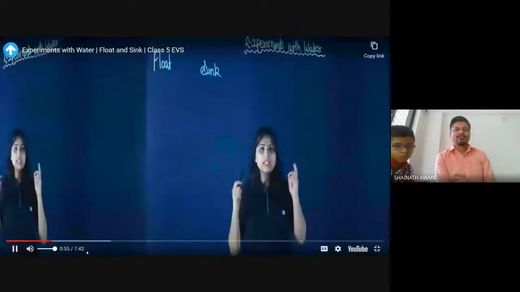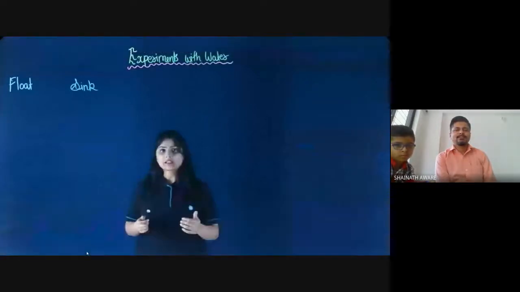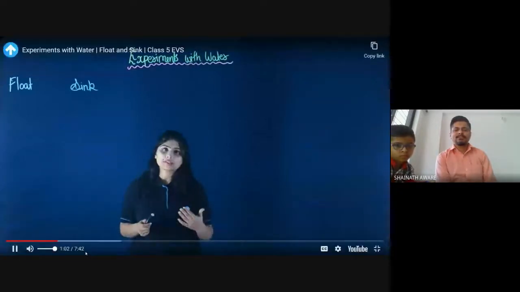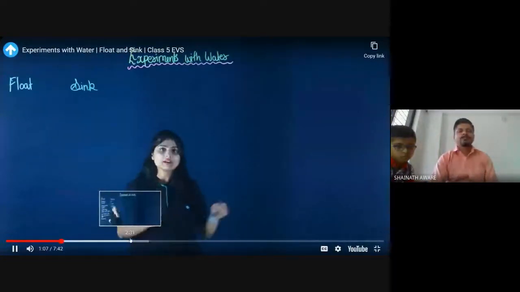Did you see that activity very carefully? There were certain objects that sink and there were certain objects that float. Let's make a list of things that float and a list of things that sink.